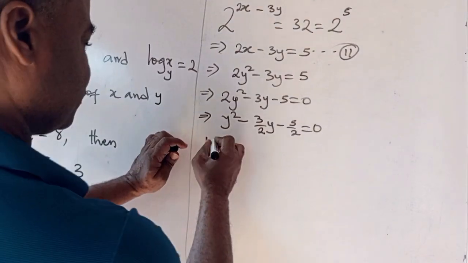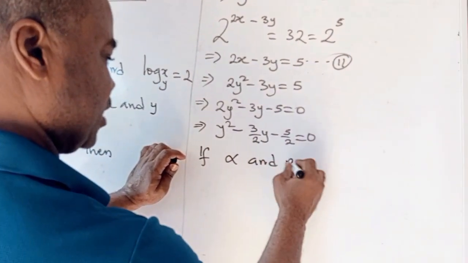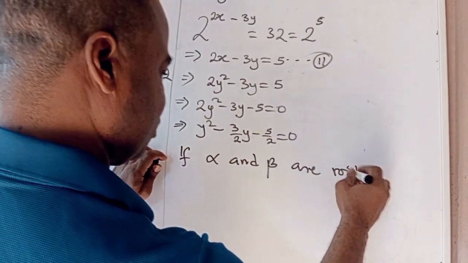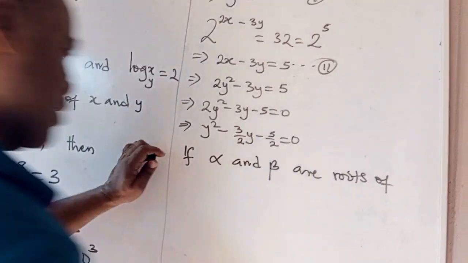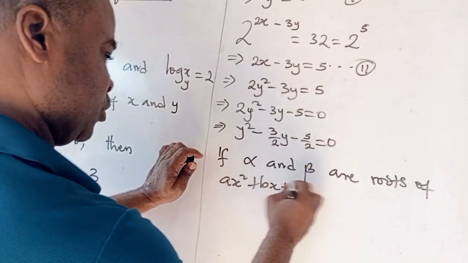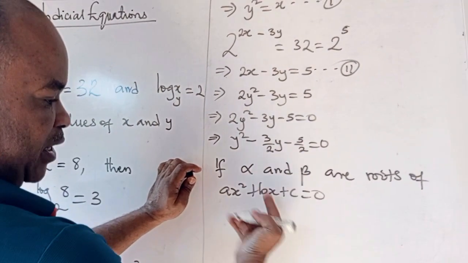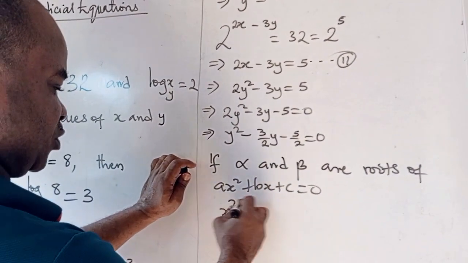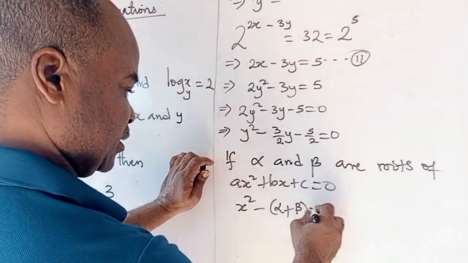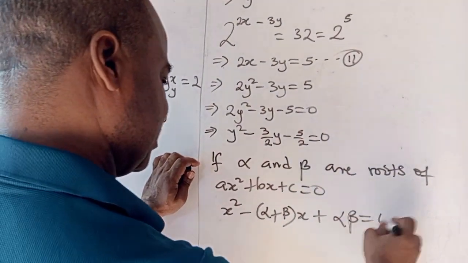You know that if alpha and beta are the roots of a quadratic equation ax squared plus bx plus c is equal to 0, then you want to use this to write this equation. You say that x squared minus alpha plus beta, that is the sum, and then plus alpha times beta, that is the product.